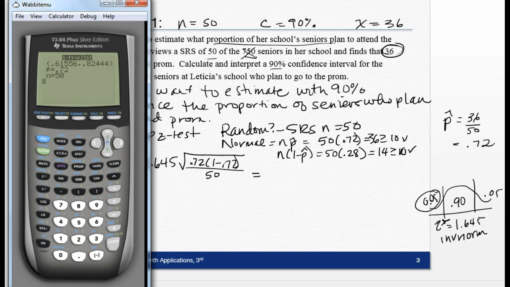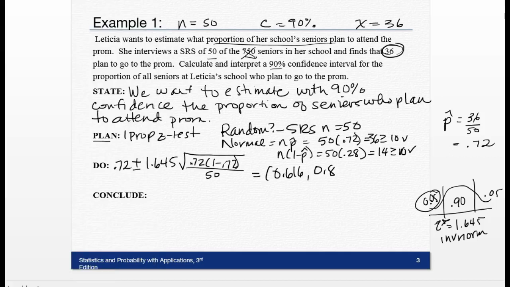And then I hit calculate. So if you look, our interval goes from 0.615 or 0.616 to 0.824. All right, there's our interval. So conclude is our sentence statement that interprets this.